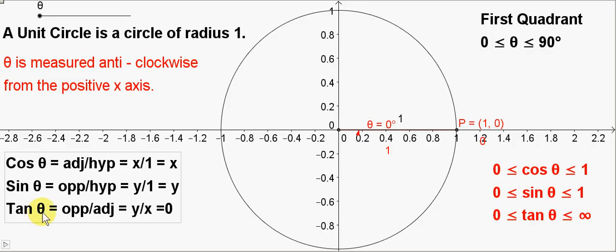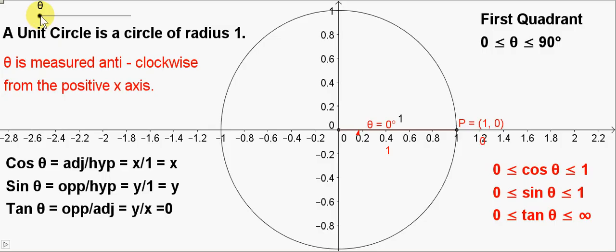Let's take a look at tan of theta. We know that that's opposite over adjacent. When theta is 0 degrees, then the side opposite theta is actually 0, and the adjacent is 1, so it's 0 divided by 1. Basically, we're just putting sine theta over cos theta. See, y over x is just sine over cos. That's what tan is, sine over cos.